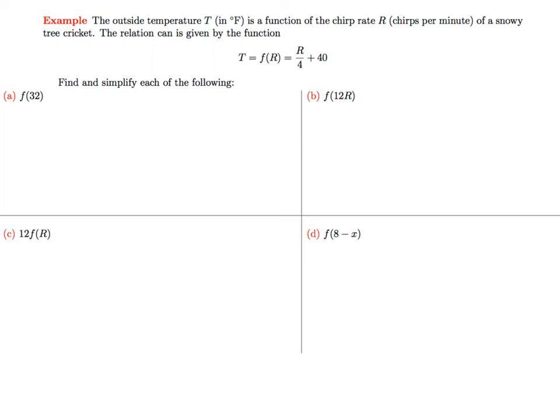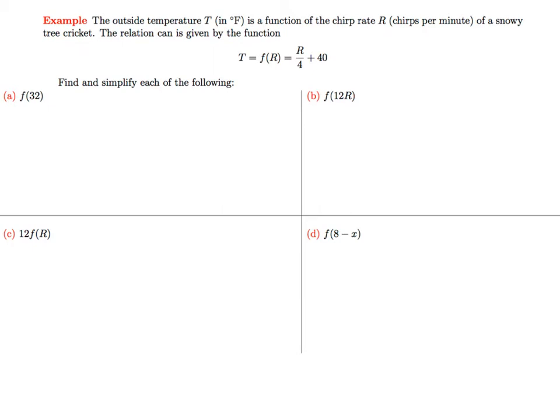Okay, so for this example, we have T, which is temperature outside, is a function of the chirp rate R of a snowy tree cricket, and that's given in chirps per minute. So T is a function of R, and we have that formula given to us where f of R is equal to R over 4 plus 40. And in each of these examples, A, B, C, and D, we have an expression that we want to evaluate.